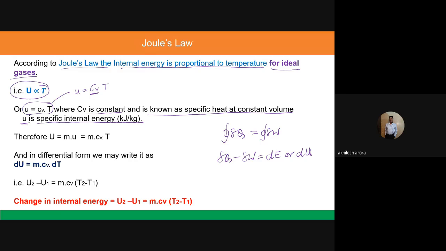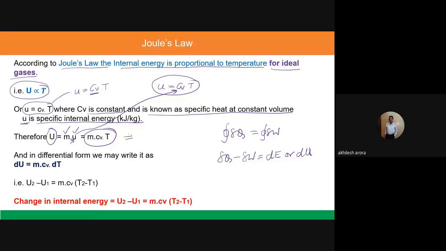So don't worry, it is not at all difficult. I am saying that u is equal to Cv into T. This is the equation which you need to remember. And if I write it as capital U, meaning total internal energy, I will multiply it by the mass, since small u is the specific internal energy. So I will get this equation because small u is given by CvT: U is equal to m into Cv into T.